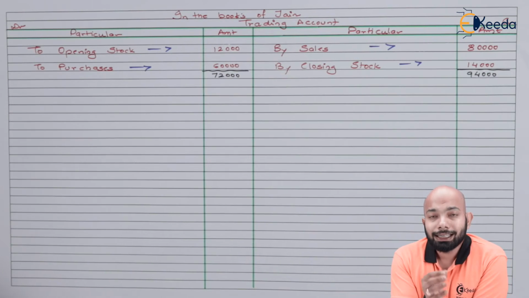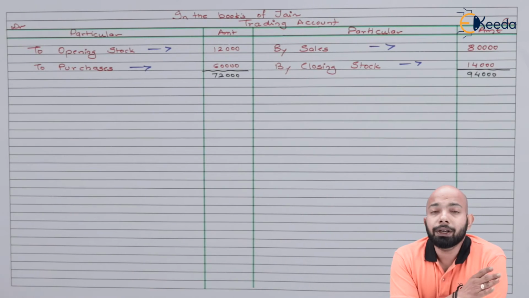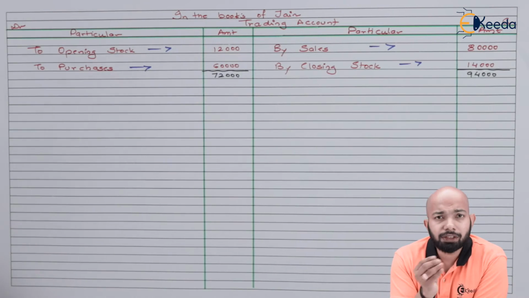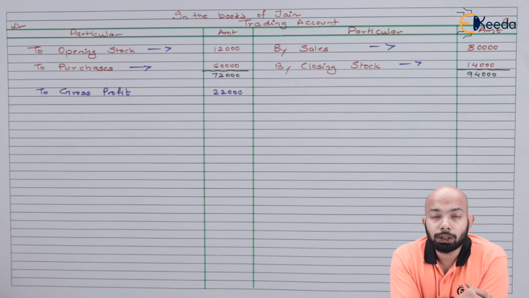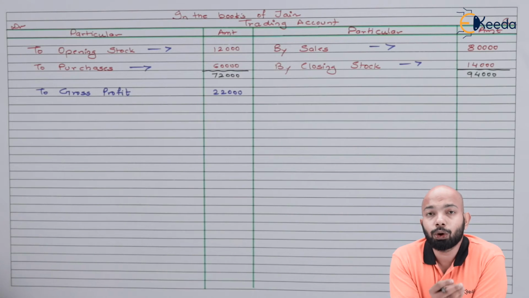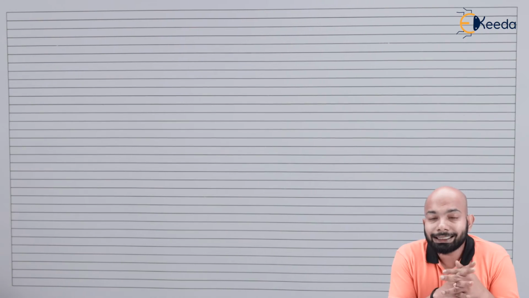As you can see, on the credit side we have 94,000, on the debit side we have 72,000, which clearly states that the credit side is more as compared to the debit side. Hence, in such a scenario, there is a gross profit. The gross profit that we have figured out is 22,000, which brings you to an equal tally of 94,000 both on the debit side and the credit side. So let's tally this, and post that we'll go ahead and prepare the profit and loss account. Now with this we have completed the trading account.